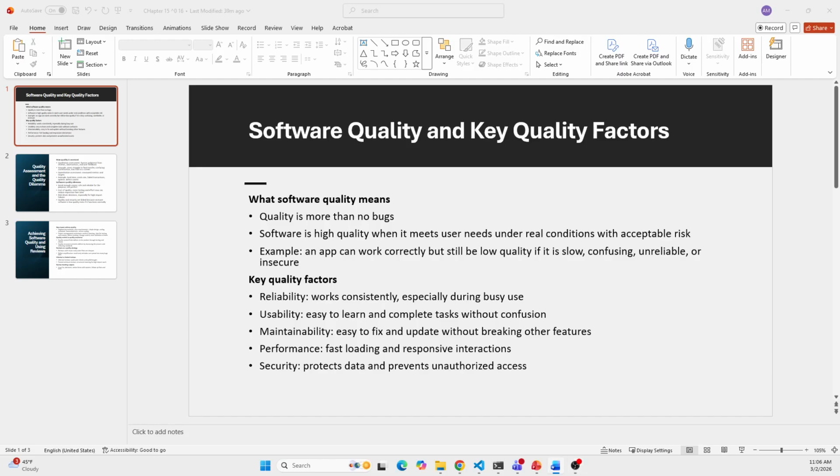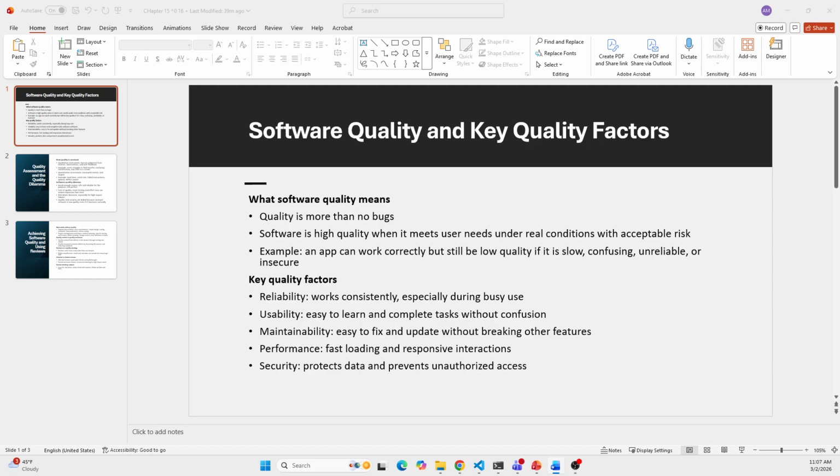Alright, so yeah, we'll cover a couple of main topics. Here in the first slide, we're gonna cover two things: what software quality really means, and the main quality factors we should look for. I think we'll use an example, the campus tutoring scheduler. We'll use that example in these topics.